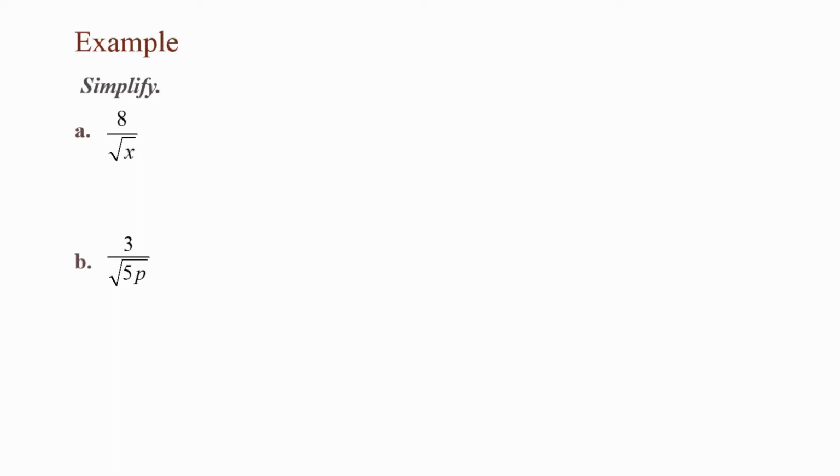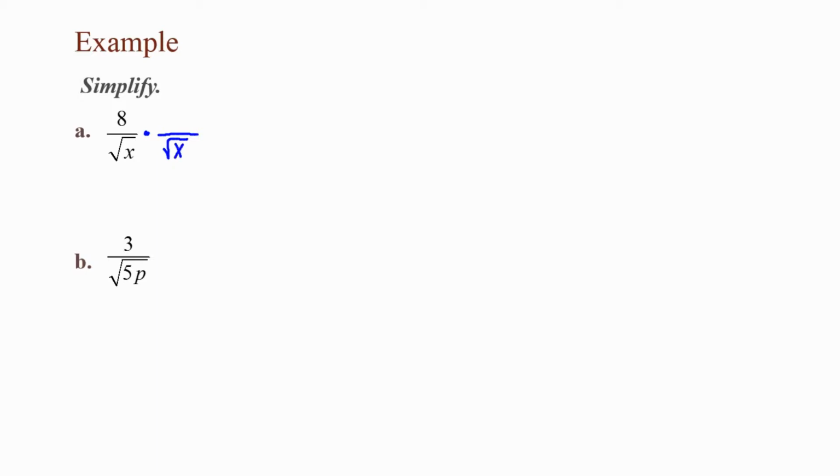In these examples, we want to simplify. For part A, we have 8 divided by the square root of x. So we need to rationalize our denominator. Our first step is to figure out what we can multiply the square root of x by so I have a perfect square. Since x times x is x squared, if I multiply the square root of x times the square root of x, I'll have the square root of x squared.